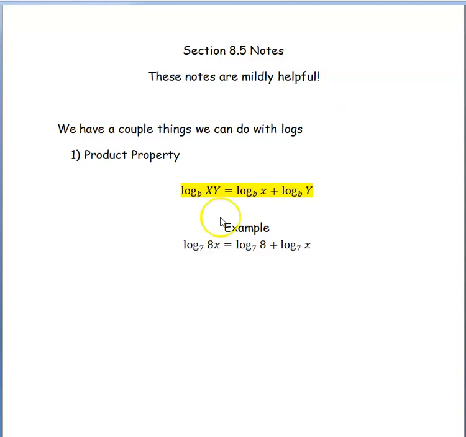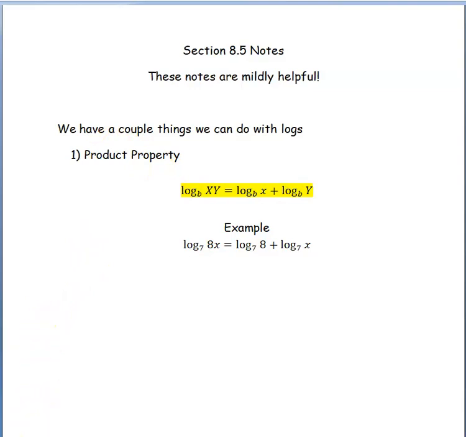Now, the trick is that multiplication, which is right in the middle of that x and y, gets split up with addition. Now, going from left to right is expanding. If I wanted to essentially Humpty Dumpty these back together again, I will do what's called condensing. So this is the product property.